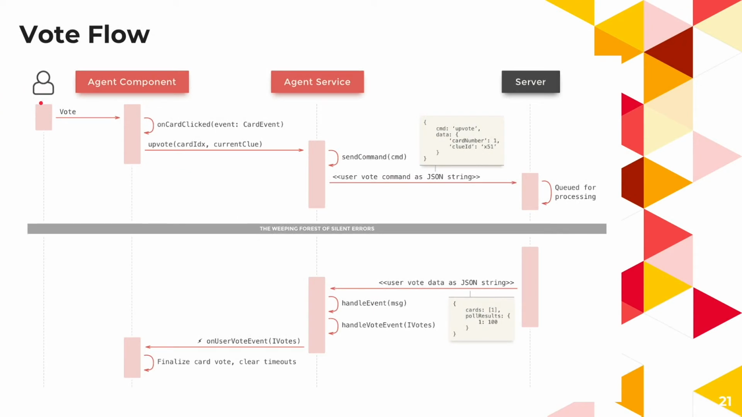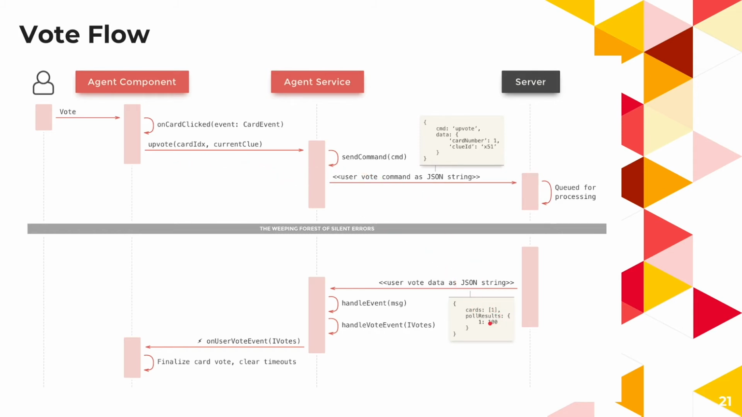So when a user clicks on a card, there's an onClicked event. The agent component will call the upvote method of the agent service. That will create an object that the send command method will serialize into JSON. That JSON gets delivered to the server over the WebSocket, and then the server will queue it for processing later. Then we enter the weeping forest of silent errors. But if everything goes well, the server is going to send back an acknowledgement, a little JSON payload saying, all right, yes, you have voted on card 1.